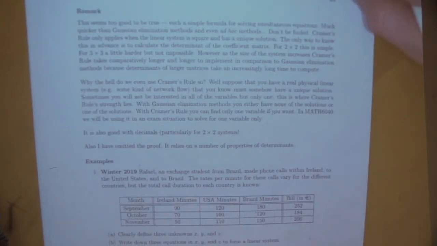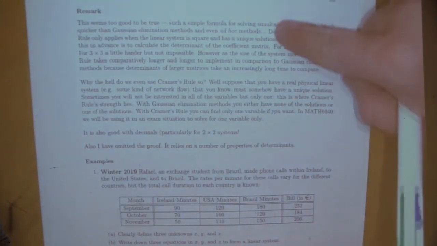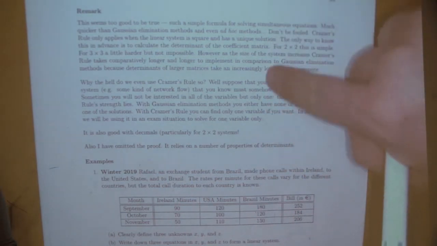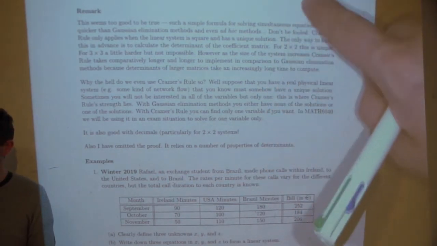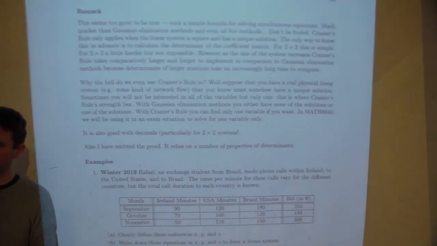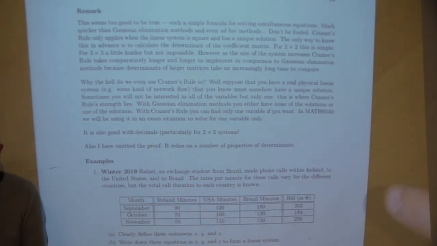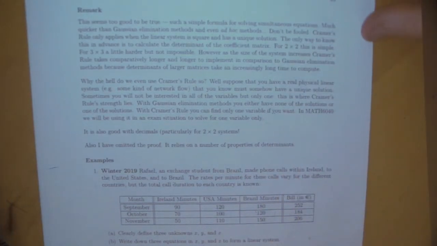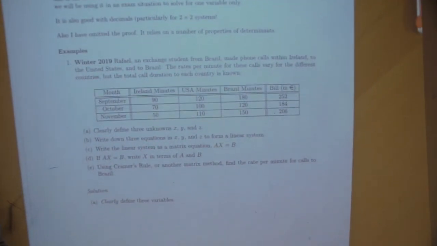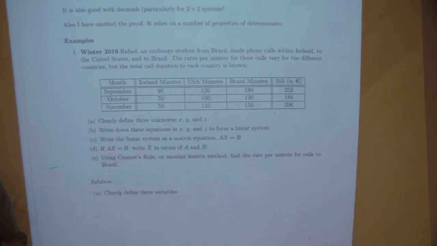So this is all the spiel, I won't go through that. It's basically just saying that it seems like it's great, it's not actually that great. It's only good for 3 by 3s where you want to find one of them, but it is good for decimals. Okay. So we'll have a look at this question.